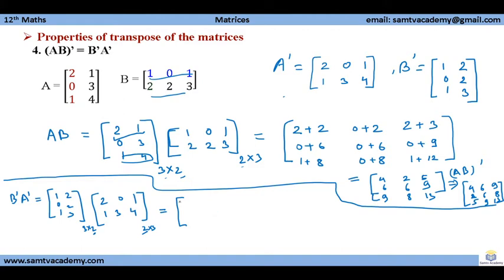So now let's find the multiplication. First row is multiplied with each column. Okay, I have written correctly. So 1 into 1 is 1, 1 into 2 is 2, plus 2 into 1 is 2. Next is 1 into 0 is 0, plus 6. Next is 1 into 1 is 1, plus 4 twos are 8. This is the matrix.